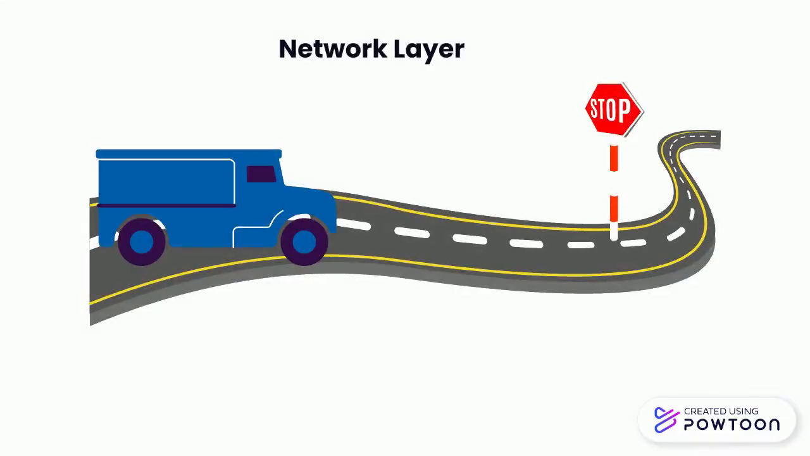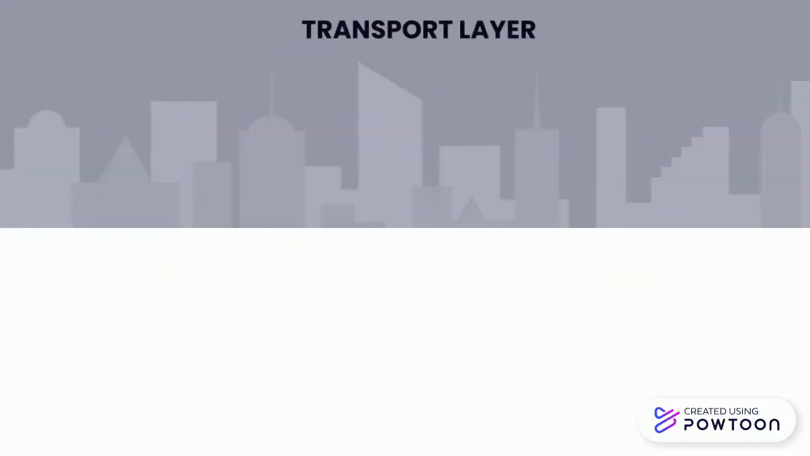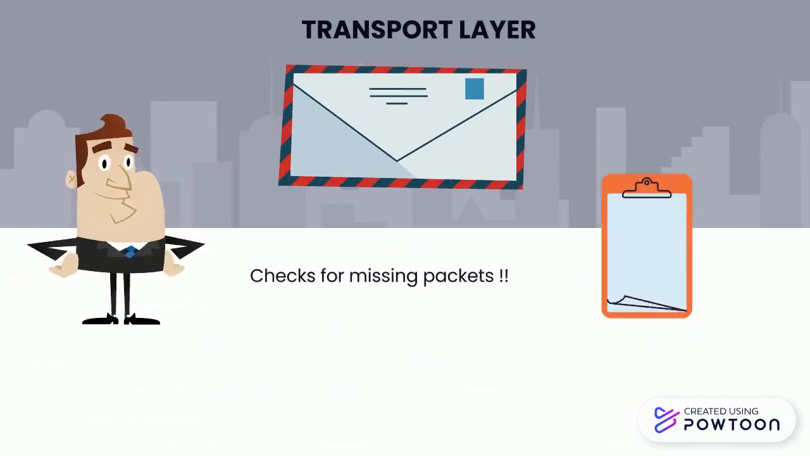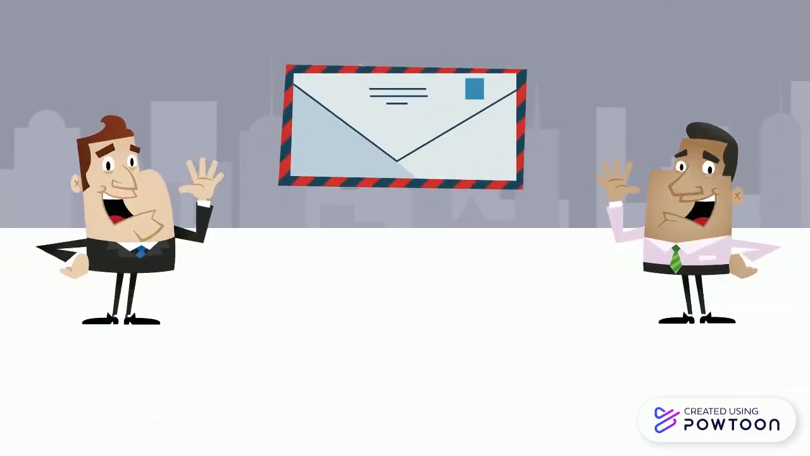Now comes the network layer. It acts like a postmaster. It always finds the best route. If one road is blocked, packets are instantly rerouted to the other route. Now comes the transport layer. It ensures reliability. It checks if any packets are missing. It traces the missing packets and then sends them successfully.